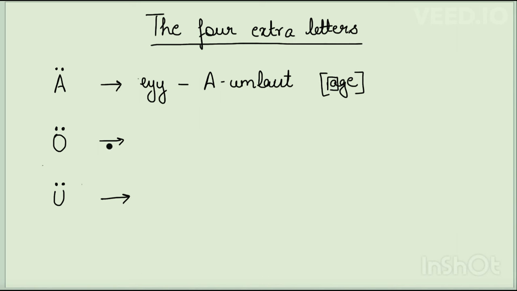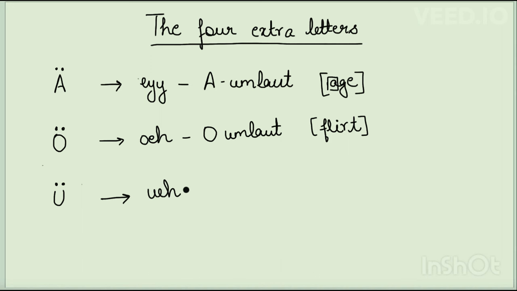Next, we have Ö, or O Umlaut. This is pronounced like the word flirt in English. Flirt. Ö. Lastly, we have the letter U with the two dots, which is called U Umlaut, and it is pronounced as Ü. Unfortunately, there is no English equivalent for this letter.